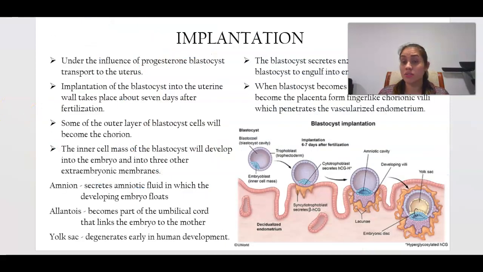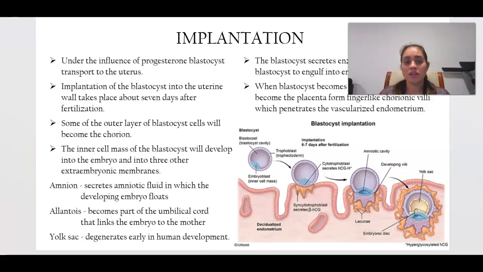Now let's talk about implantation. Under the influence of progesterone, blastocysts are transported to the uterus. Implantation of the blastocyst into the uterine wall takes place about 7 days after fertilization. Some of the outer layer of blastocyst cells will become the chorion.